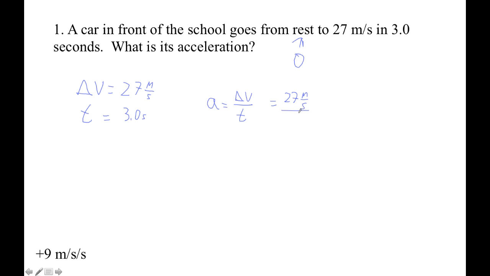meters per second, and it's 3 seconds, right? 27 over 3 is 9.0. And then our units are meters per second, right? And you can write that 9 meters per second squared, or 9 meters per second are common ways to write that. Okay, those are the units of acceleration.